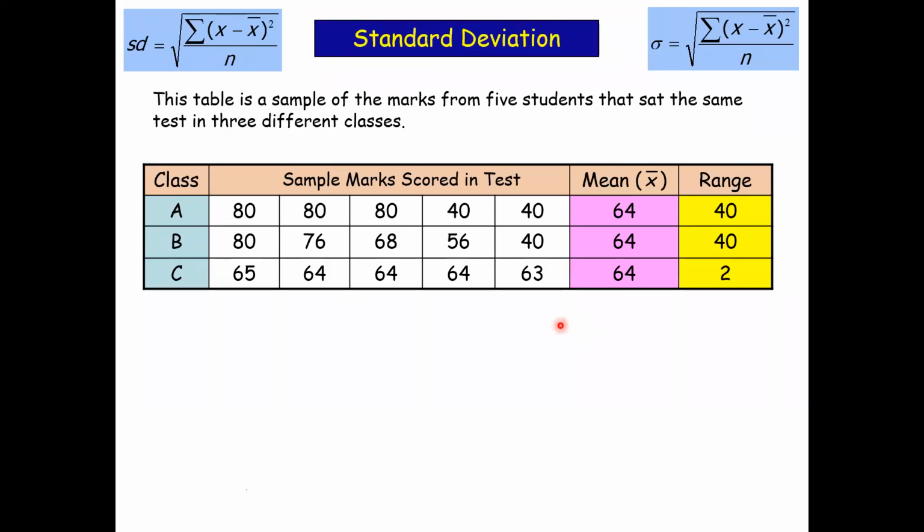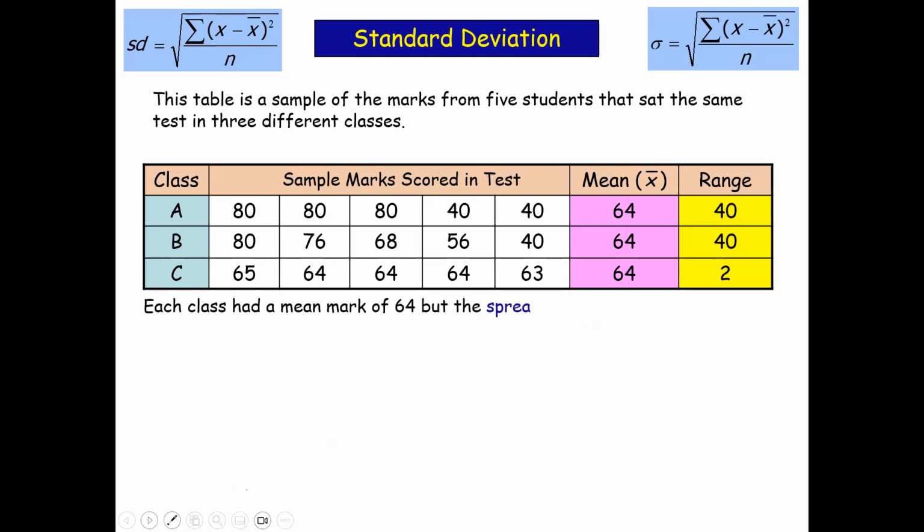Hi, in this video, we're going to be looking at standard deviation. So just to give you a little background, this table is a sample of the marks from the 5 students that sat the same test in 3 different classes. So we have class A, class B, same students. You'll notice their marks are given. First one is 80, 80, 80, 40, 40. And then we see that they found the mean and the range.